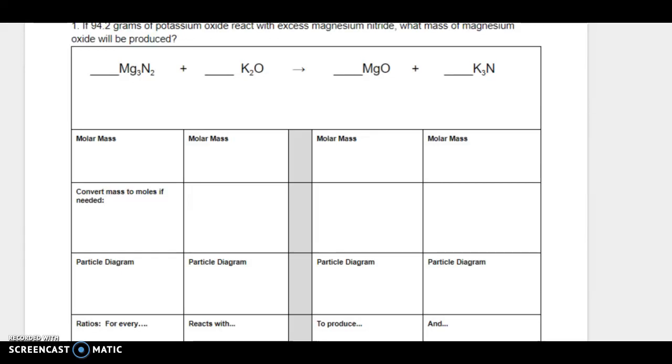All right, so this is discussion 4 in the packet, page 27, about how to use stoichiometry when you're given the mass instead of the moles. Okay, so let's see what we got.